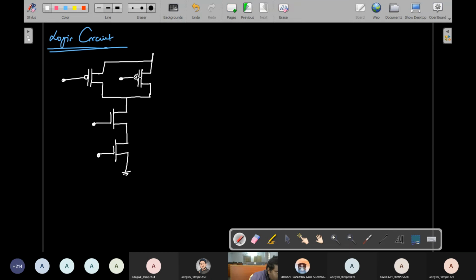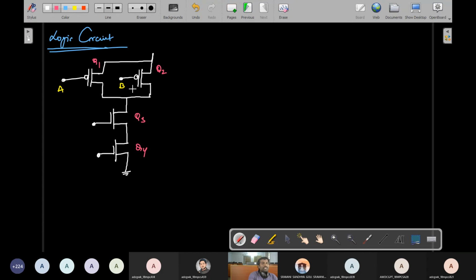Okay, see, actually this is terminal A and this is terminal B, and this is Q1 and this is Q2 and this is Q3 and this is Q4. Okay, so these are all MOSFETs only, all are enhancement mode MOSFETs only.